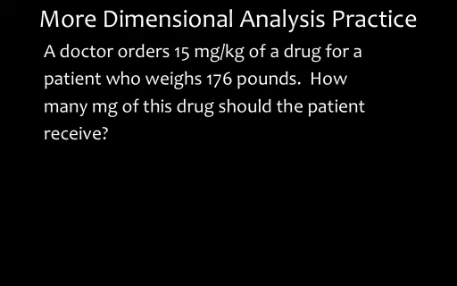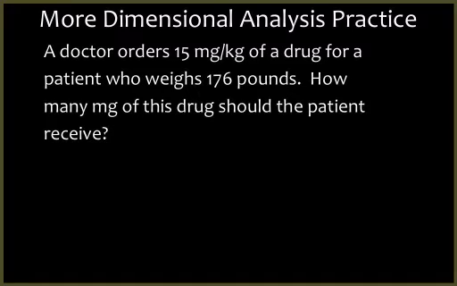Here's an example of one that has multiple units in it. So instead of just having 1 unit, we've got a couple units here. It says the doctor orders 15 milligrams per kilogram of a drug for a patient who weighs 176 pounds. How many milligrams of this drug should the patient receive? So the conversion factors are given in here. Well, there's one that we would have to look up, and I'm going to give that to you as we go through. But this right here would be considered a conversion factor. There's 15 milligrams per 1 kilogram of this drug.